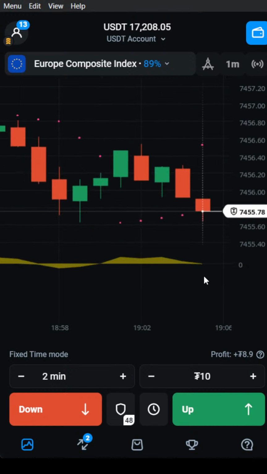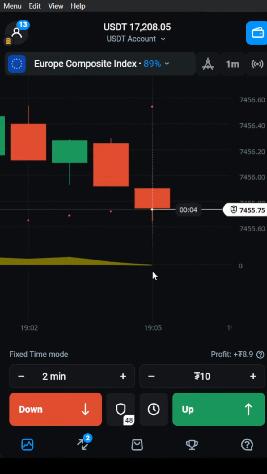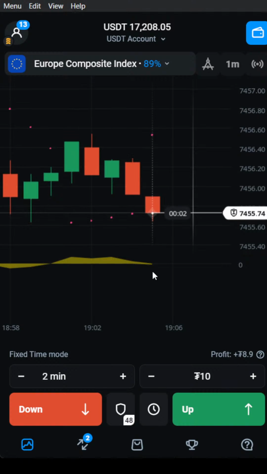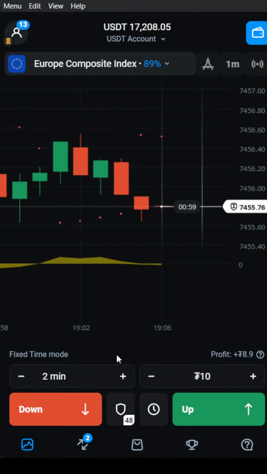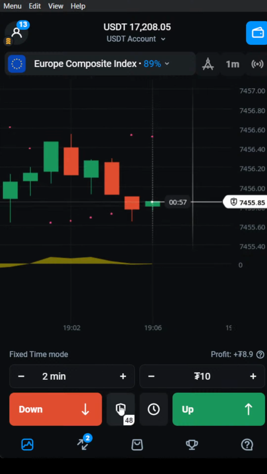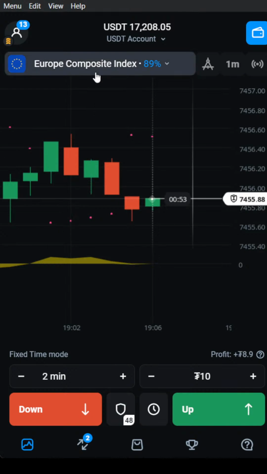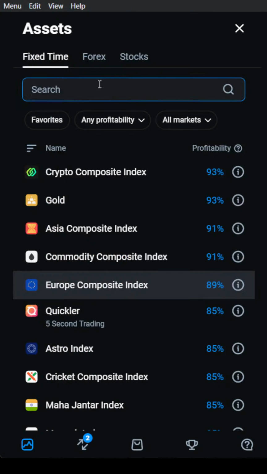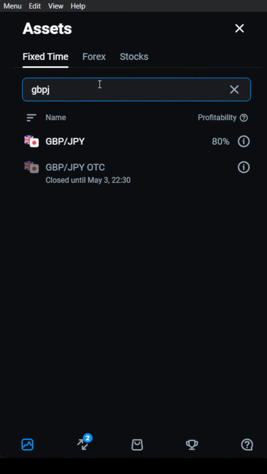Okay, here I am seeing a down signal. I am waiting for the MACD to shift. Once the MACD shifts and once the candle ends, we will make this trade, but it is not a confirmed signal. GBP JPY, right? GBP JPY.